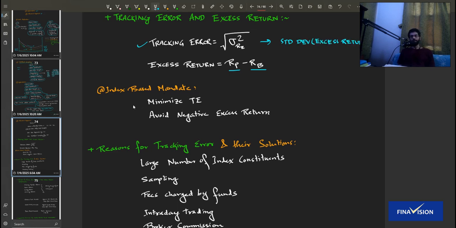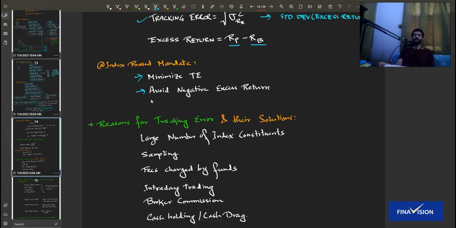Index-based mandates. In index-based mandates, obviously the goal is to minimize tracking error. Generally speaking, that is the primary goal, minimize tracking error. The mandate is to replicate the index as closely as possible, generally speaking. Avoid negative excess return, that is also a criterion. If there is a tracking error, it is better to be positive rather than negative. That is also preferred, right?